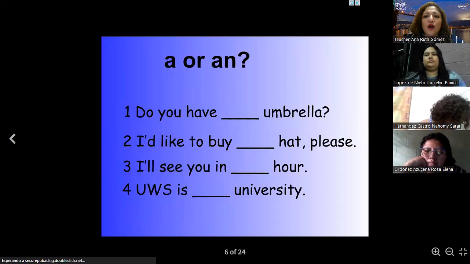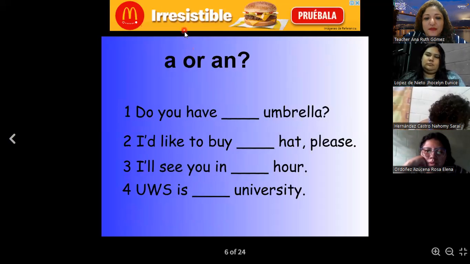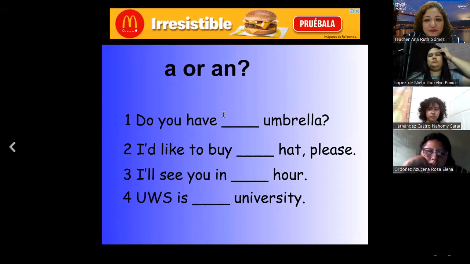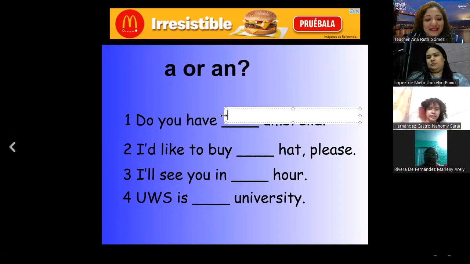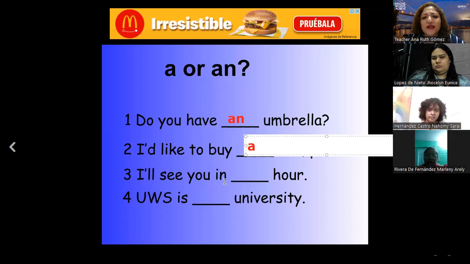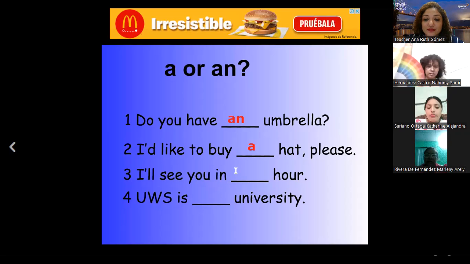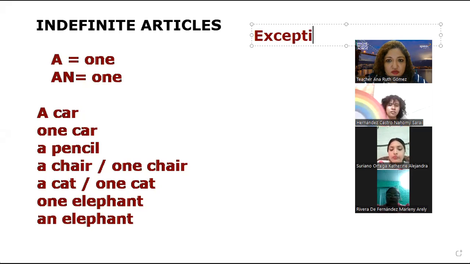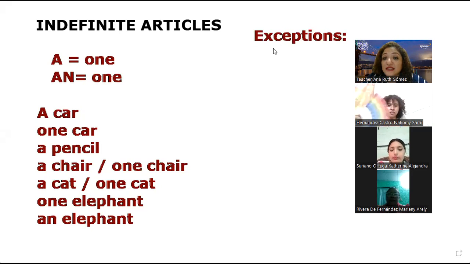Okay, very good. Now, we're going to do a little exercise. Number one, do you have an umbrella or an umbrella? An umbrella. Very good. La palabra comienza con vocal, all right? An umbrella. What about the next one? A hat. Very good. What about the next one? Tenemos excepciones, all right? Ya les digo ahorita. We have exceptions. Ahorita se las enseño. Exceptions. Okay, very good. Now, ¿cuáles son las exceptions?